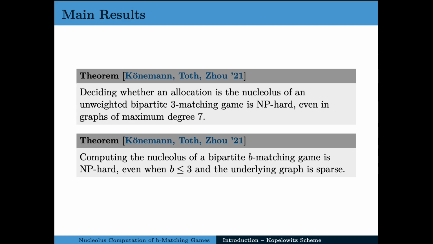Now we're finally ready to state the main results. Deciding whether an allocation is equal to the nucleolus of an unweighted bipartite 3-matching game is NP-hard, even in graphs of maximum degree 7. As an easy corollary, computing the nucleolus of a bipartite b-matching game is NP-hard, even when b is at most 3 and the underlying graph is sparse.